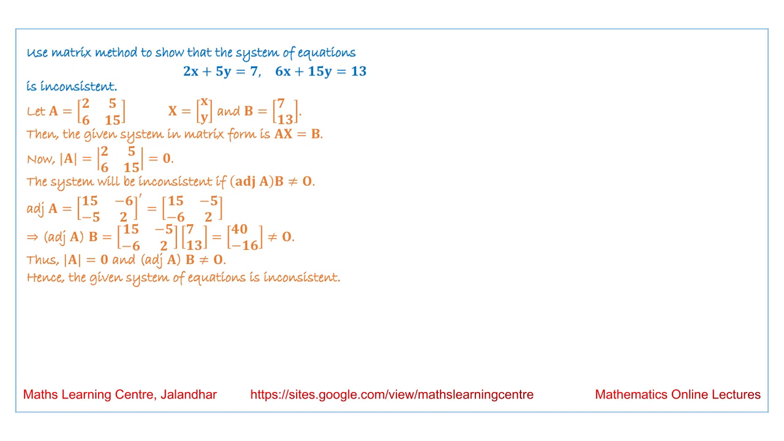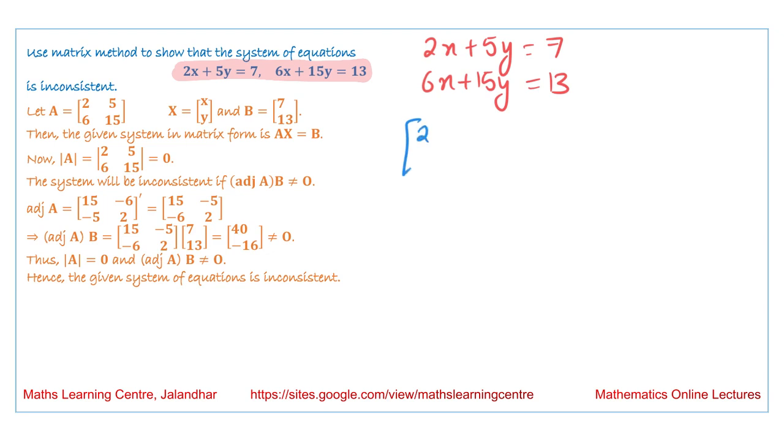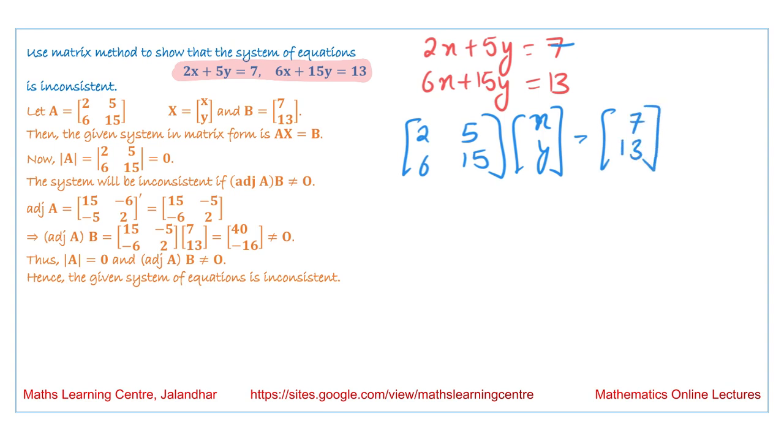So first, this 2 cross 2 system is given. These two equations are given. We can write these equations as 2x plus 5y is equal to 7 and 6x plus 15y is equal to 13. So the coefficient matrix is 2, 5, 6 and 15. The unknowns are x, y, and the constant terms are 7 and 13. So this system is basically AX is equal to B.